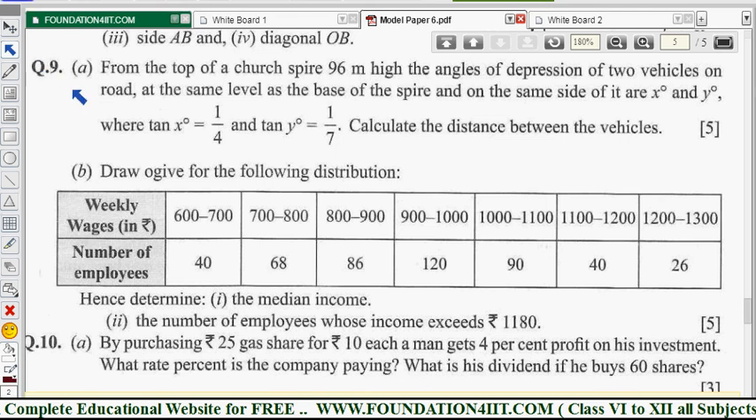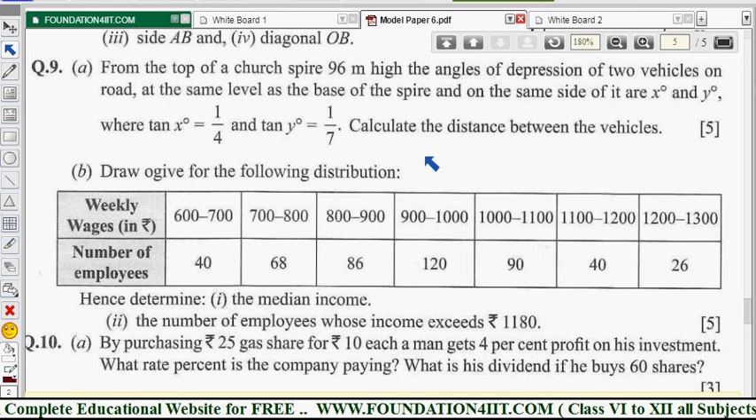See question number 9 from this paper. First is from applications of trigonometry. In this one, from the top of a church spire 96 meters high, the angle of depression of two vehicles on the road at the same level as the base of the spire and on the same side of it is x degrees and y degrees. So tan x value and tan y value is given. Calculate the distance between the vehicles.